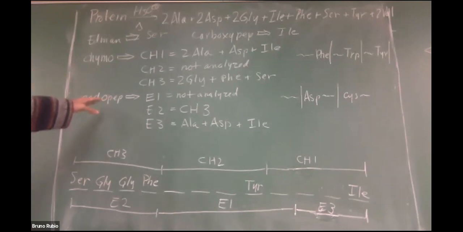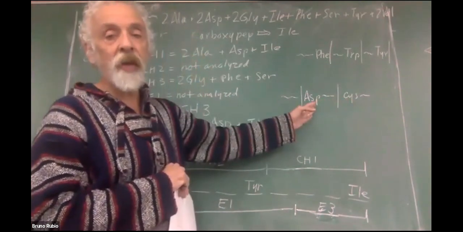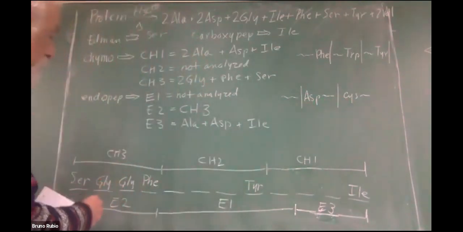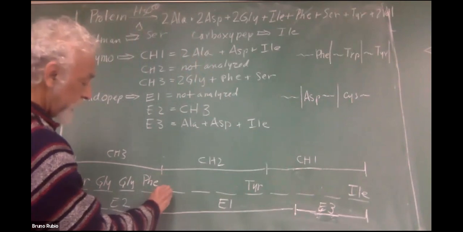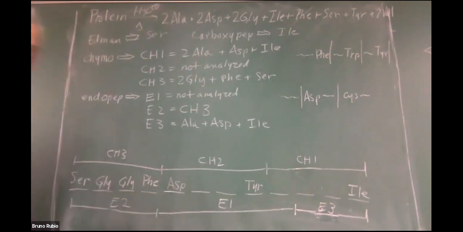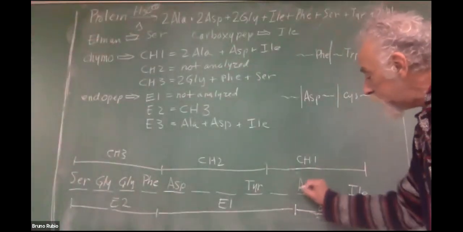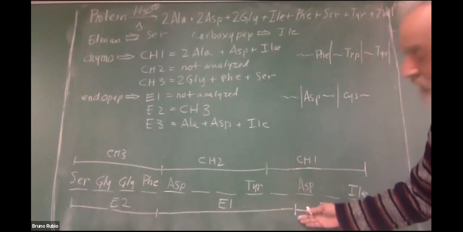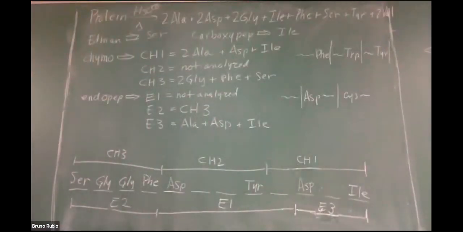We know that endopeptidase breaks before an aspartic acid residue, and also before a cysteine, but we don't have any cysteine, we just have aspartic acid. So if we look at these endopeptidase fragments, there had to be an aspartic acid there because endopeptidase breaks before an aspartic acid, and that's where we had the break. And if we look down here, this guy here had to also be aspartic acid because endopeptidase breaks before an aspartic acid.